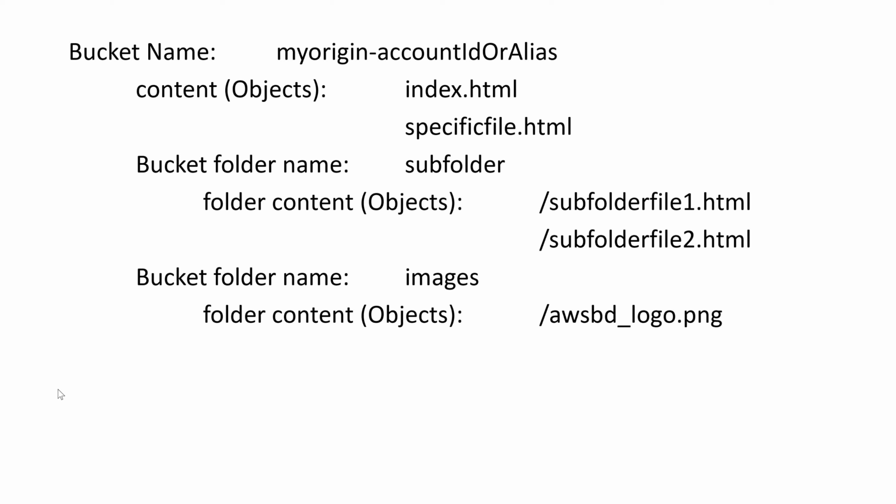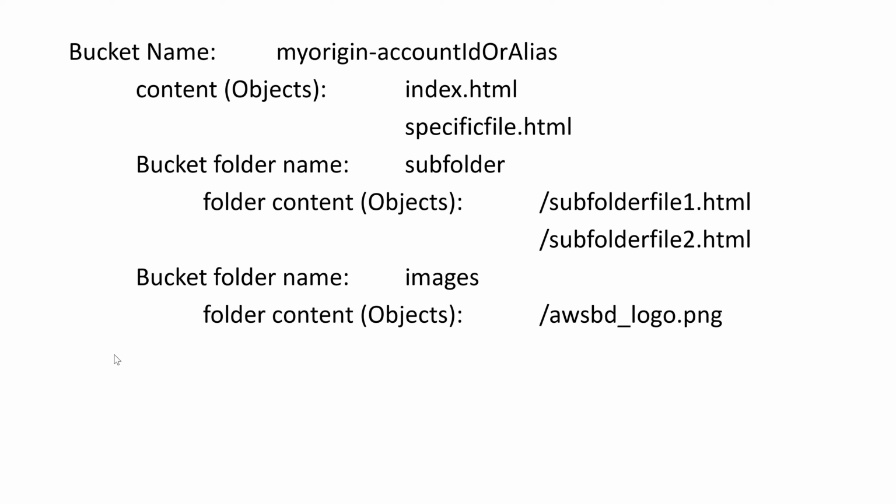Also, we will create two subfolders. One subfolder called just subfolder, and that subfolder will have two files, the ones we created earlier, subfolder file1.html and subfolder file2.html. Our bucket will also have another folder called images, in which we will copy the image that you set up earlier. In my case, I was just using our company logo image.